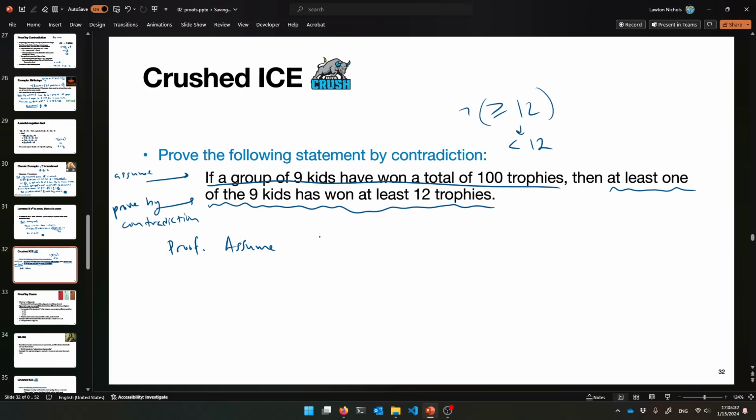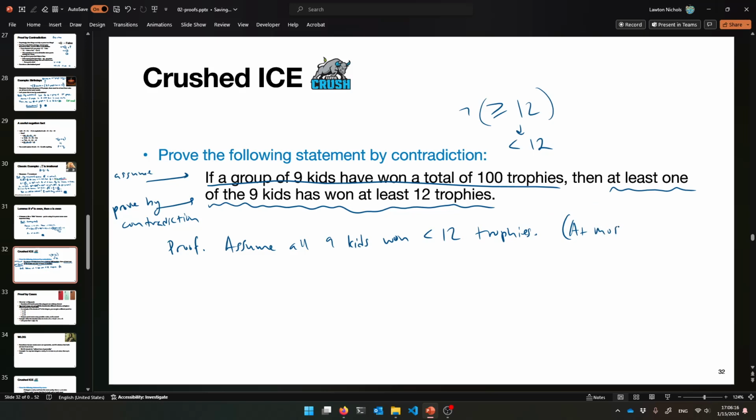It's a more informal proof, but everything's there. So assume all 9 kids won less than 12 trophies. You see how that's the negation, the opposite? We're going to derive a contradiction from that, because there's not going to be enough now. Sorry, my handwriting is not doing the best right now. The 9 kids won strictly less than 12 trophies each. See that? That's the negation of at least; now it becomes a for all. Assume all 9 kids won less than 12 trophies. Okay? So that means at most 11 trophies per child.